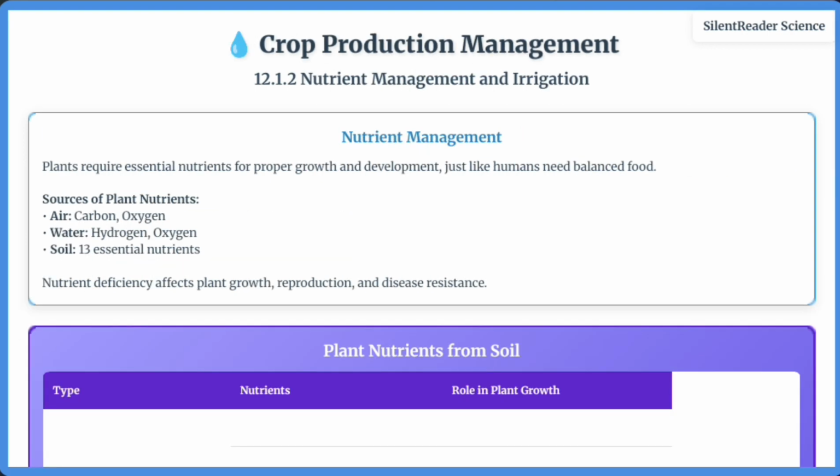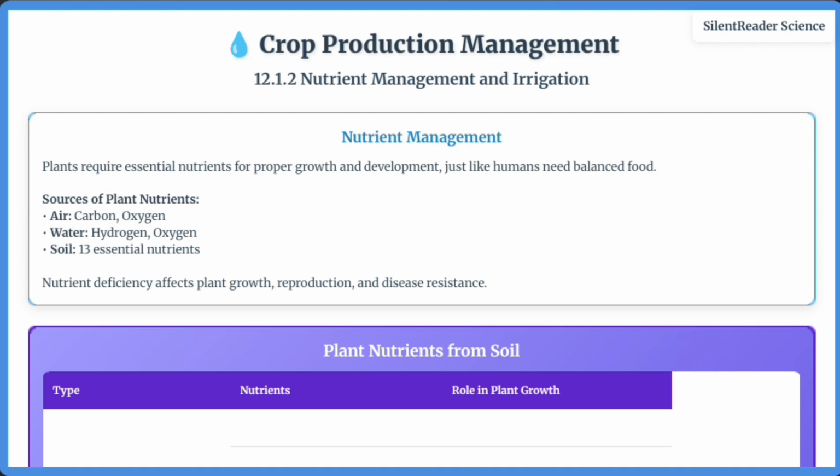Nutrient management is crucial for crop production. Plants need essential nutrients just like humans need balanced food. They get carbon and oxygen from air, hydrogen from water, and 13 other nutrients from soil. Macronutrients like nitrogen, phosphorus, and potassium are needed in large quantities, while micronutrients like iron, zinc, and copper are needed in small amounts. We can supply these nutrients through manure and fertilizers.